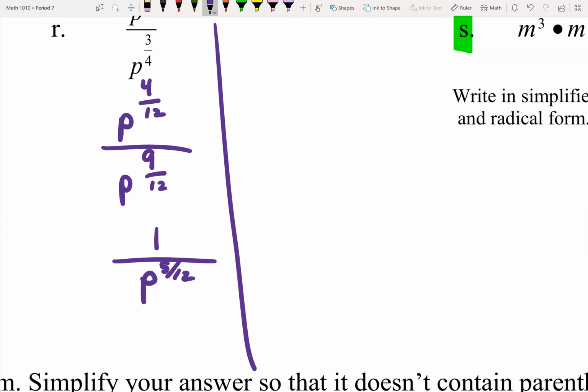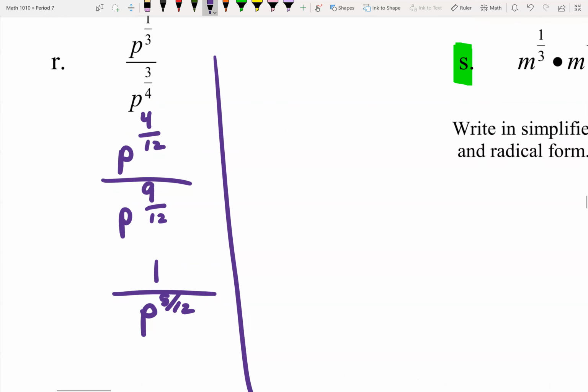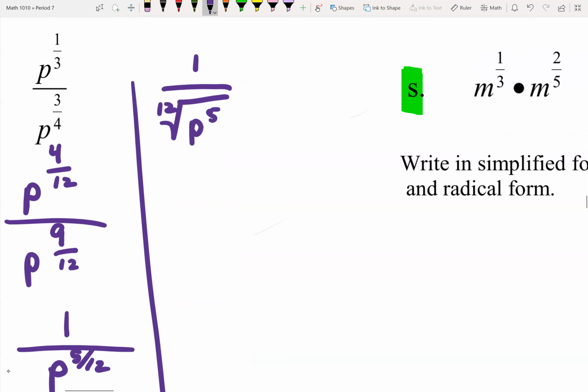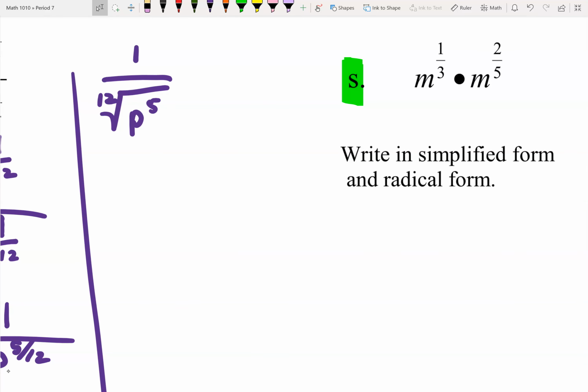Now, I'm not done. So one hard part about these problems, one difficult part, is you don't really know where to stop, right? But they're going to say write it in radical form. So everybody go like this. This is review from yesterday now. 1 over the 12th root of p to the 5th. Do not let this freak you out. We did it at the end of last time's lesson.